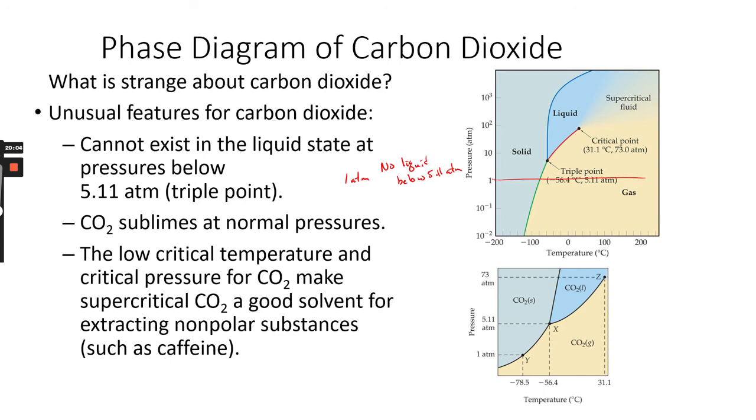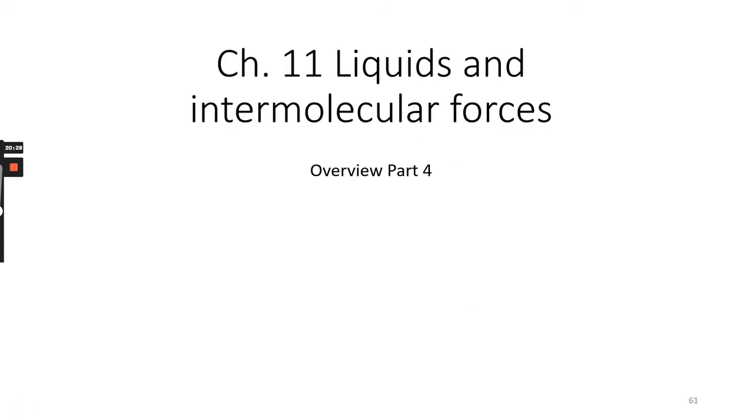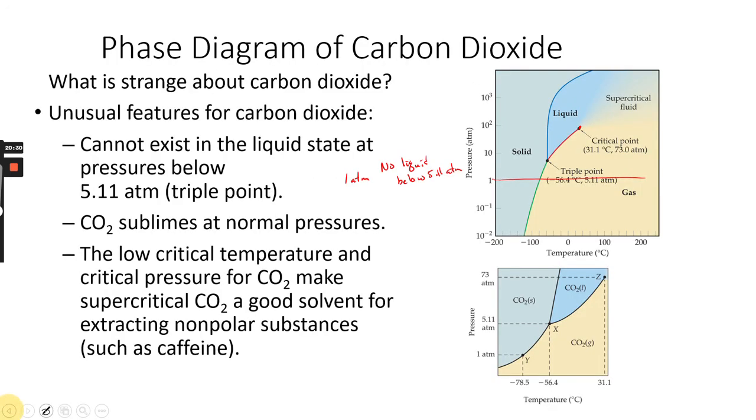Also, because it has a very low critical point, look at its critical point, 31 degrees. Because of that, it is used in many food processings, and you could make it supercritical, so it's a good solvent for extracting nonpolar substances such as caffeine. That's how they make decaffeinated substances. And that is the end of part 3.